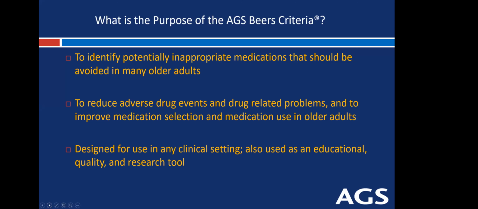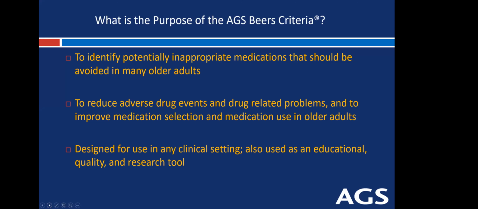It also can help us to reduce adverse drug events and drug-related problems, to improve medication selection and overall medication use in older adults. This tool is one tool that can be used to help improve medication use. There are a lot of other tools that we've talked about in previous ECHOs, and that I'm sure we will continue to talk about in future ECHOs to help us improve medication management for our older adult patients.